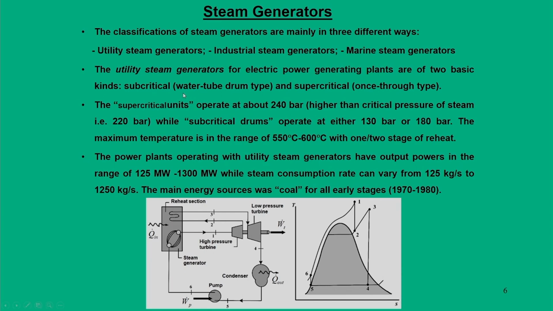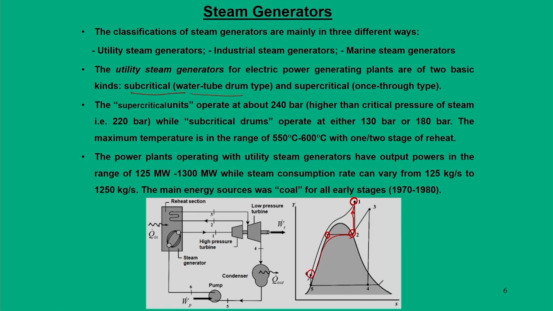So, in the subcritical unit, if you look at this particular figure, we are operating the steam, that means from point 6 to 1, there are two paths. One is we have to cross this dome and go up. That means initially liquid water gets heat, from liquid to saturated liquid, then saturated liquid to saturated vapor, then saturated vapor to again superheated region. So, essentially we are crossing this dome to reach point 1. That is what we call a subcritical unit, which uses a water tube drum type generator.